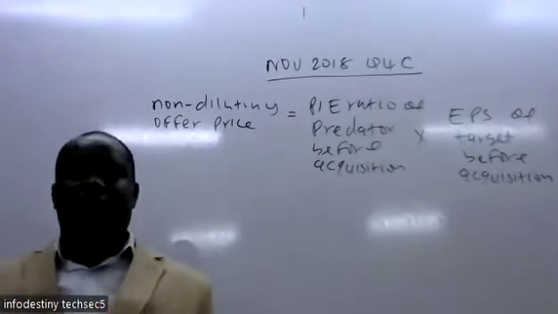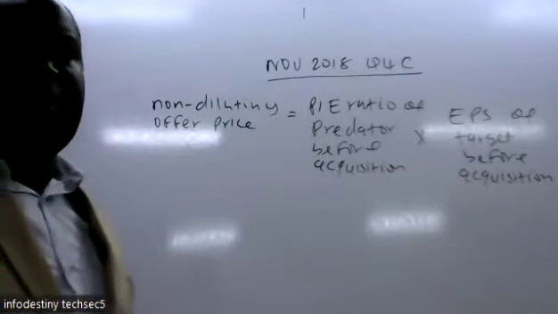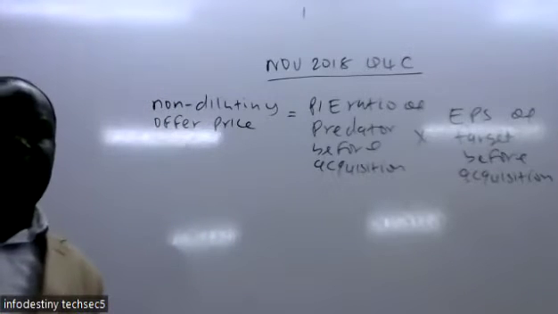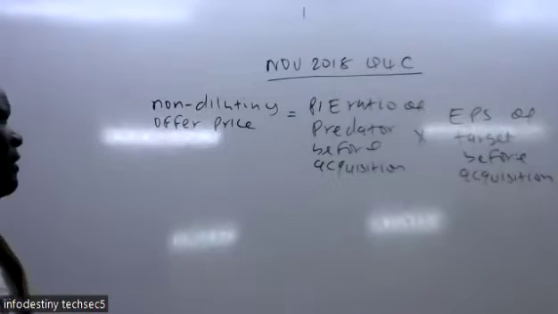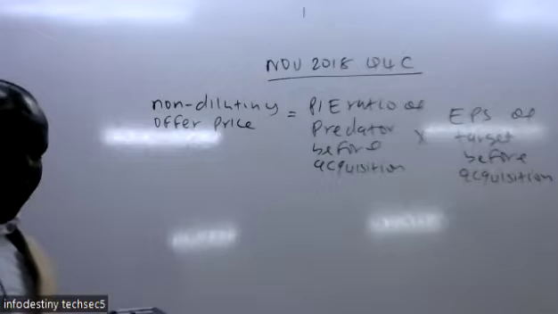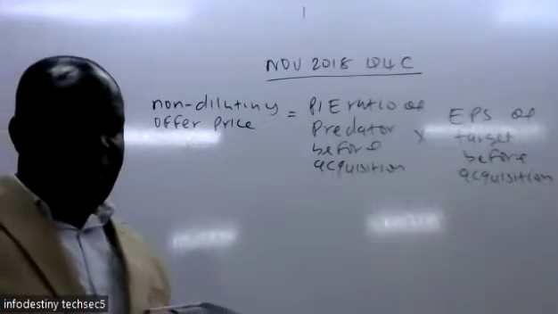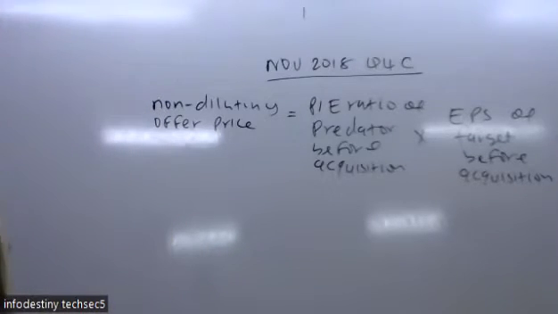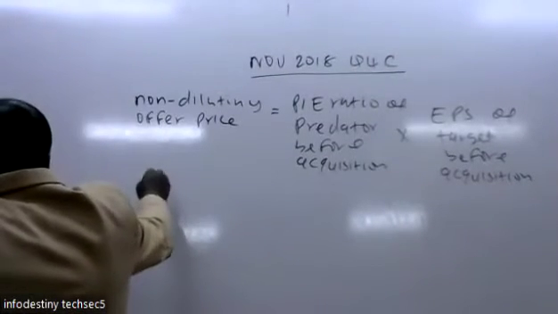So when you want to calculate the non-diluting offer price, you simply come up with the price earning ratio of the predator before the acquisition, and multiply by earning per share of the target also before the acquisition. Remember, we are not given the earning per share, so the first thing we do is to calculate the earning per share.